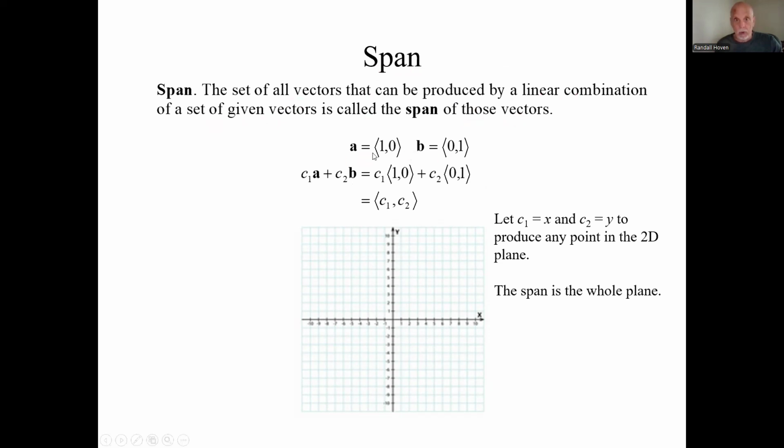So this is an example of, we're given A and B, pretty simple looking vectors. Here's a generalized linear combination of them, which reduces to this guy. I can pick the C's. So if you give me any x and y point in the two-dimensional plane, I can generate it just by setting C1 to x and C2 to y. So the span of these two vectors is the whole 2D xy plane. That's the span. In this case, you can visualize it.